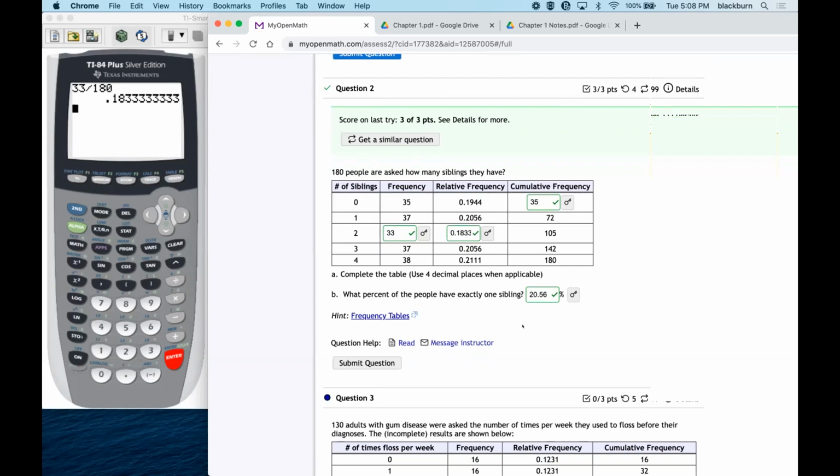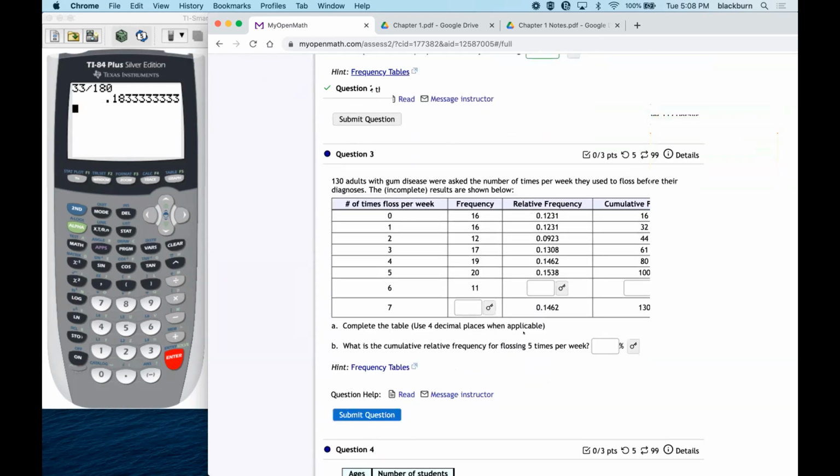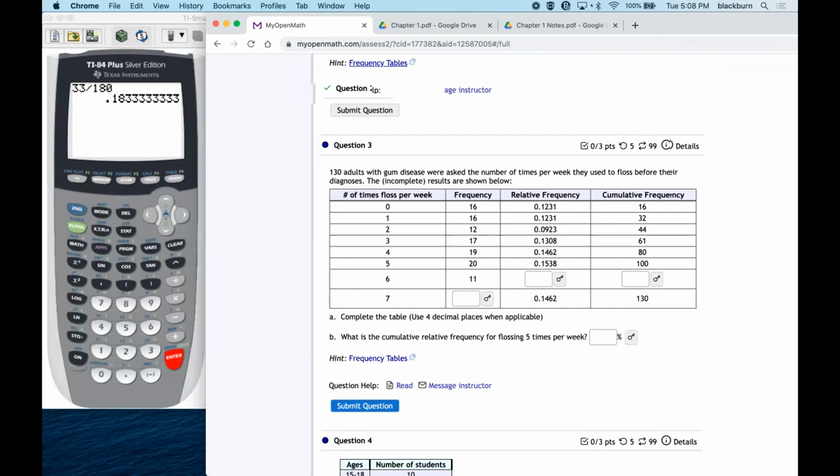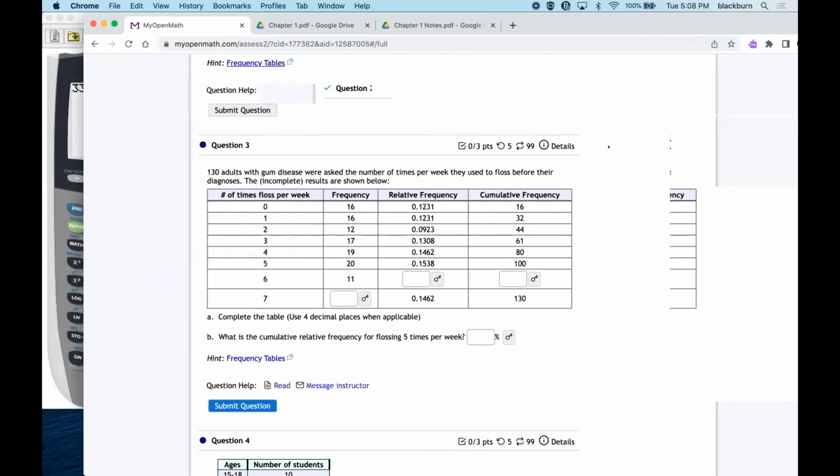All right, y'all want to keep going here? Some of the assignments get pretty long in some of the chapters. So we'll see how that works out.